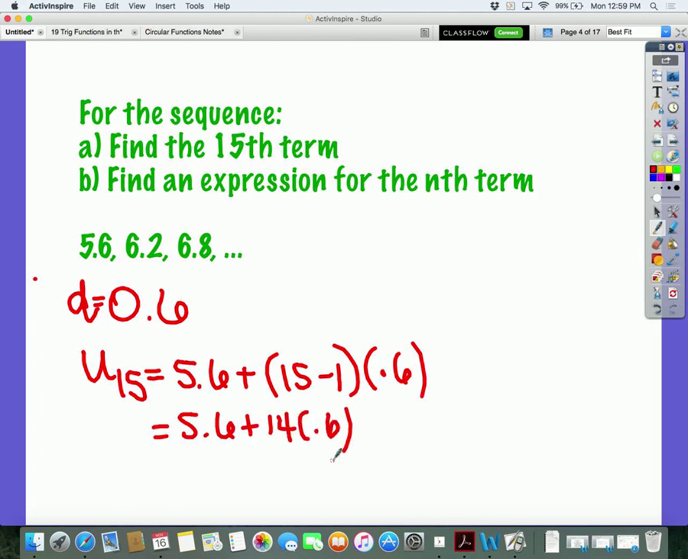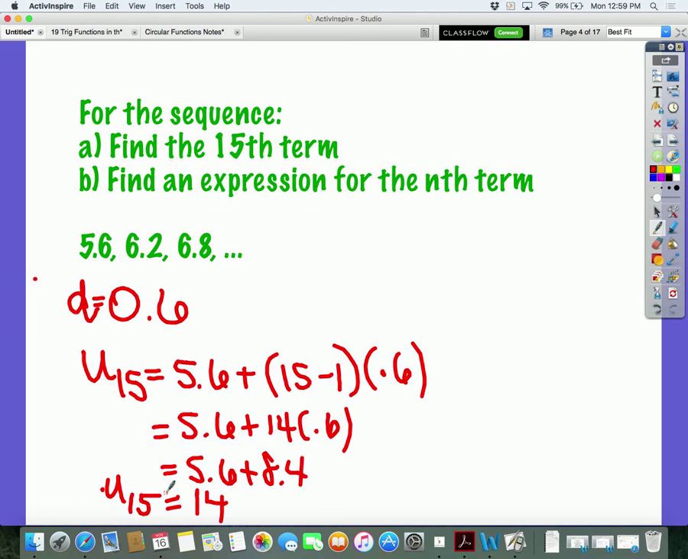Now you guys can do this without a calculator. What is 14 times 0.6? 8.4. So when you add these together, my 15th term is going to be 14. You guys right? Can I get some confirmation? Yes? Okay. As in, y'all did 14 times 0.6, that is 8.4?